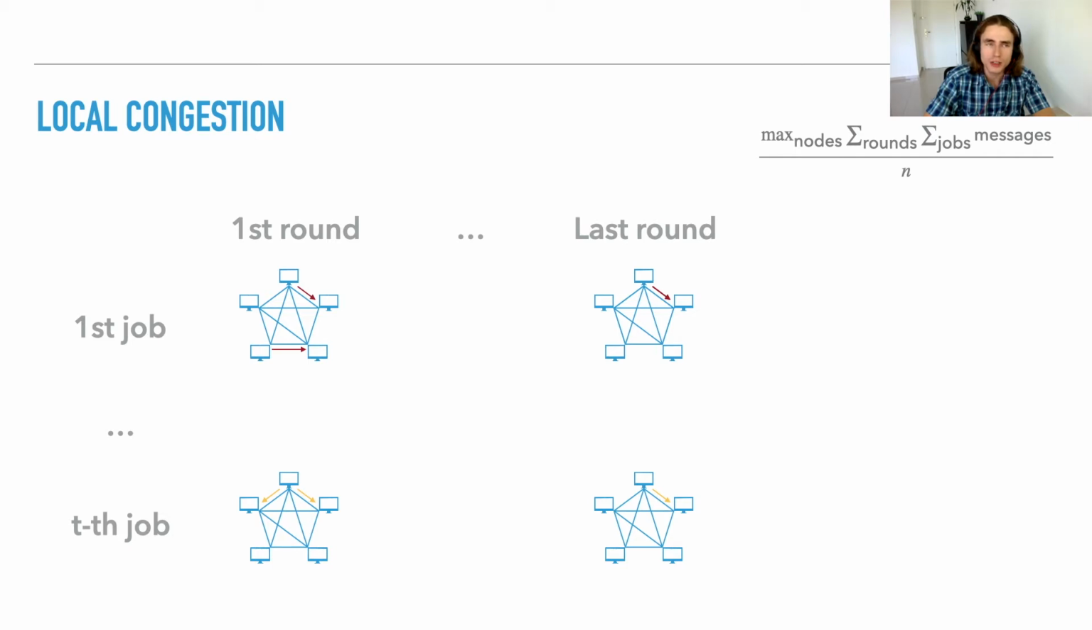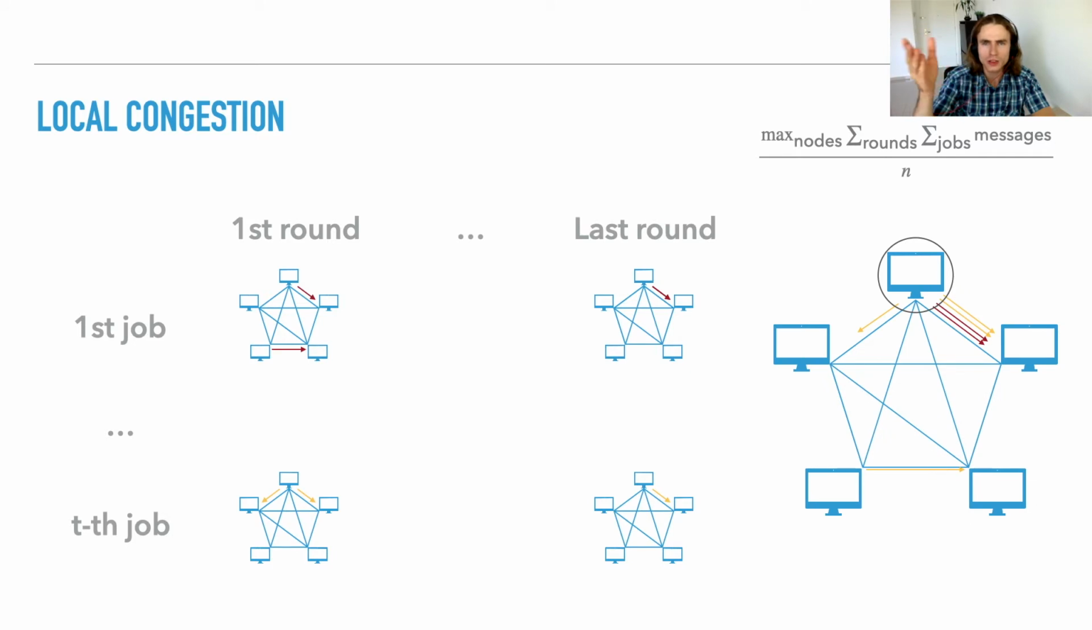This inspires us to define local congestion. To compute it, for each node we sum over all rounds and over all jobs the number of messages this node sends or receives. Then we take the maximum over all nodes and normalize it by the sending or receiving capacity n.